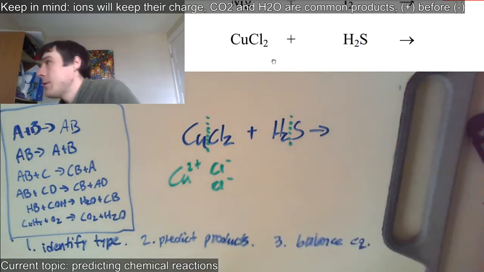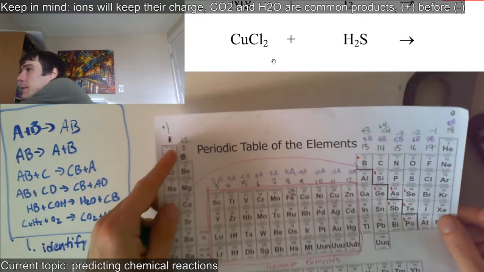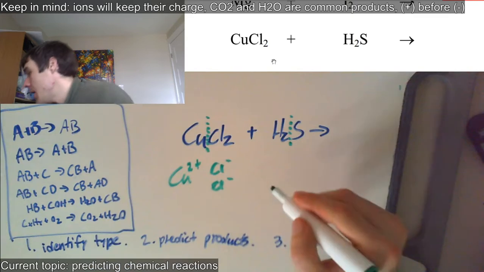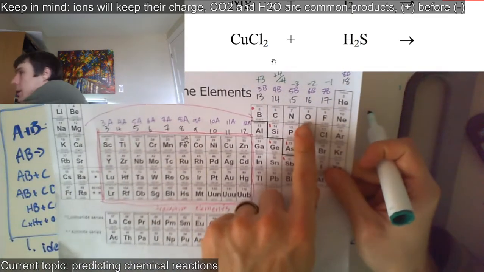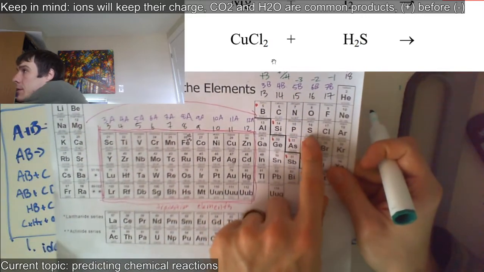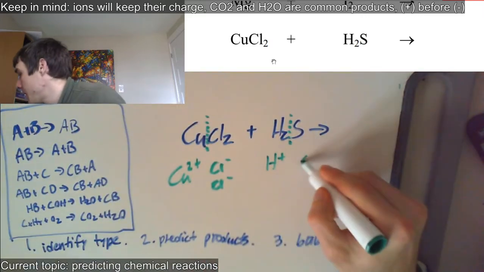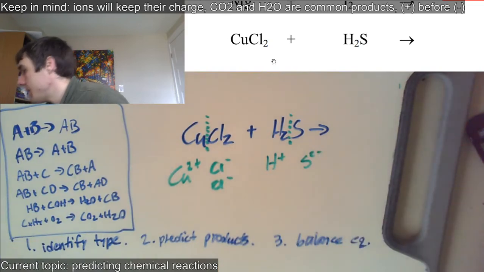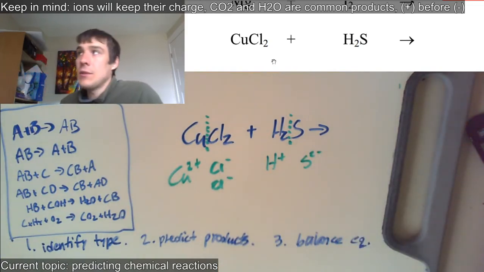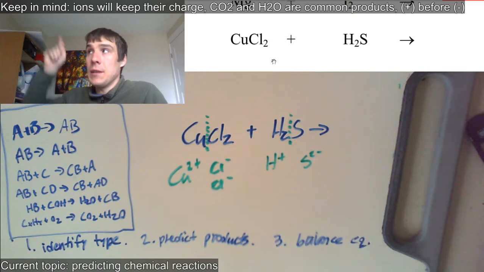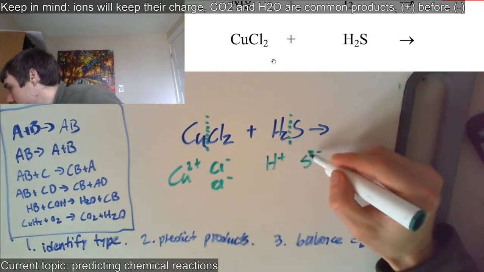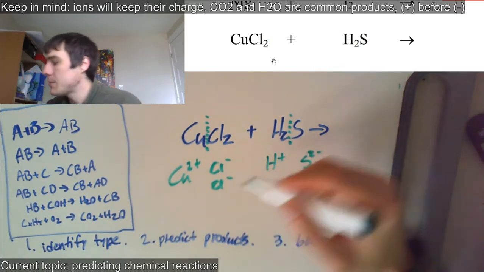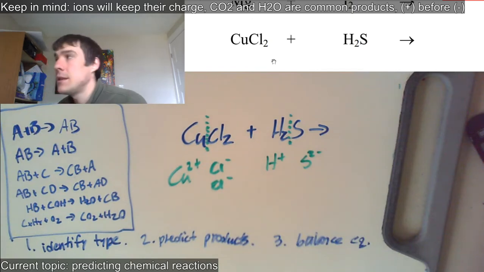The hydrogen we know is a +1 because there it is up at the top of the periodic table. And the sulfide, being here with oxygen, is a -2. Now those are going to keep their charge. Please note up here, ions keep their charge. The copper is going to stay Cu2+, and the sulfide is going to stay S2-, and the hydrogen is going to stay H+, and the chlorine is going to stay Cl-.